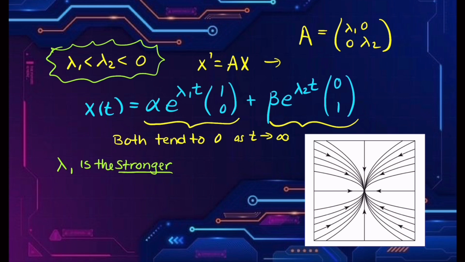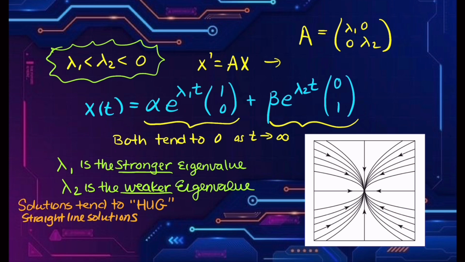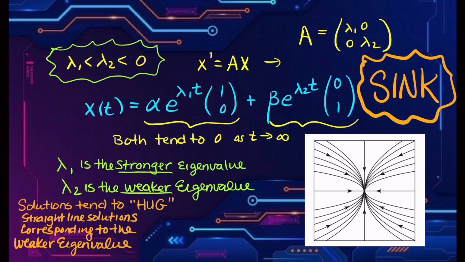Along the straight line solutions, we see our phase portrait gives us something that we will give a specific name to because of all the solutions going to 0. One thing we can note is that lambda 1 is called the stronger eigenvalue, where lambda 2 is the weaker eigenvalue, and solutions will tend to hug the straight line solutions that are associated with the weaker of the eigenvalues. So here the weaker of the eigenvalues is along the y-axis. Therefore the solutions hug that straight line solution in our phase portrait. This is known as a sink because everything is going to the origin, sort of like a drain in a sink.